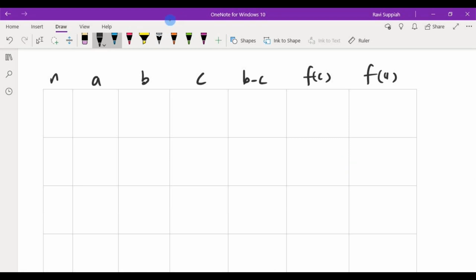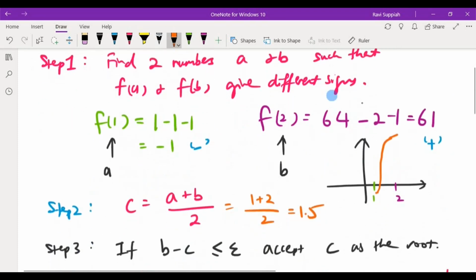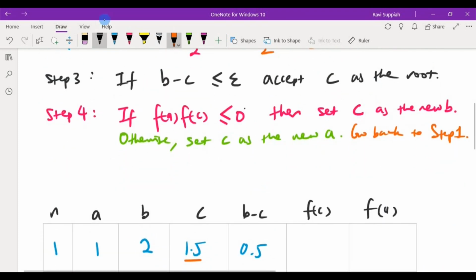For the first iteration, we saw that a is 1 and b is 2 and c is 1.5. So the difference between b and c is 0.5. Next is f of c. That means I take the value c over here and put it inside the f function. What is the f function? x to the power of 6 minus x minus 1. Maybe I'll write it over here. That f of x in this case is x to the power of 6 minus x minus 1.